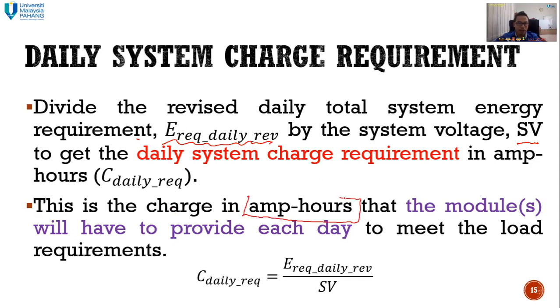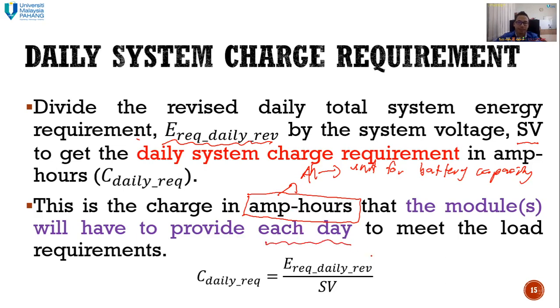Okay, of course you know this. This is AH. What is AH? It is the standard unit for battery capacity that the modules we have to provide each day to meet the load requirements. It means that the module we use must provide us a certain amount of ampere hours per day.